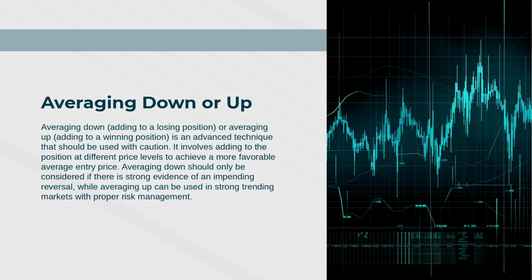Averaging down or up. Averaging down, adding to a losing position, or averaging up, adding to a winning position, is an advanced technique that should be used with caution. It involves adding to the position at different price levels to achieve a more favorable average entry price. Averaging down should only be considered if there is strong evidence of an impending reversal, while averaging up can be used in strong trending markets with proper risk management.